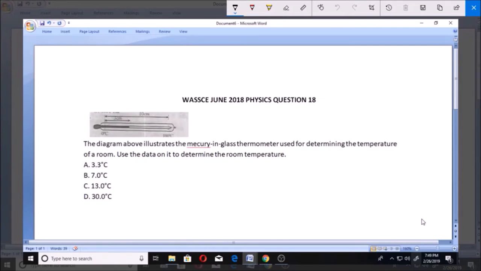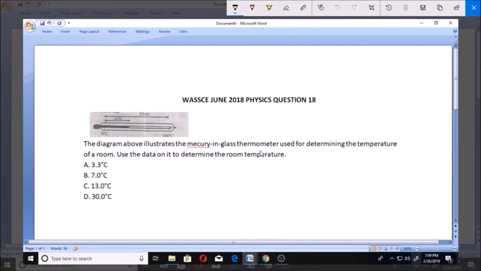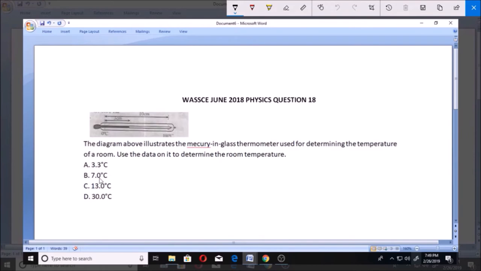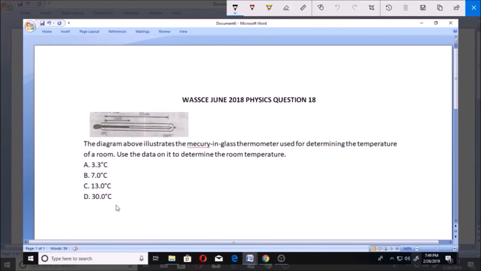Hello, welcome. Let's look at this question number 18 for WAEC Physics 2018. The diagram above illustrates the mercury in glass thermometer used for determining the temperature of a room. Use the data on it to determine the room temperature. A, 3.3 degrees Celsius. B, 7.0 degrees Celsius. C, 13.0 degrees Celsius. D, 30.0 degrees Celsius. Now, this is the diagram we are considering.